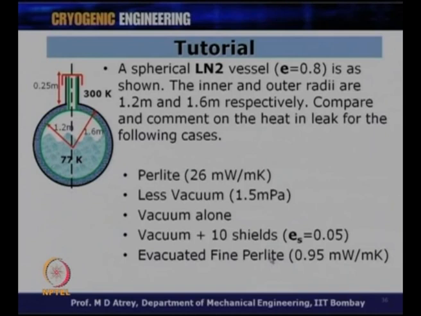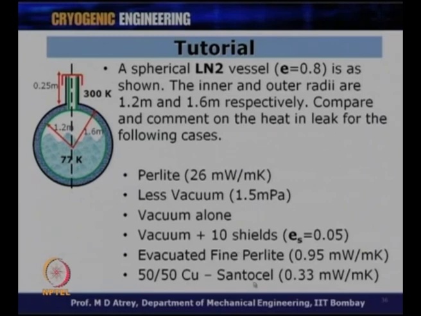Then we have evacuated fine perlite, which has an apparent thermal conductivity of 0.95 milliwatts per meter Kelvin, and copper Santocel 50/50, where the apparent thermal conductivity is 0.33 milliwatts per meter Kelvin. So, I would like to put these values over here, get the apparent thermal conductivity for different insulations, compare the heat that is being conducted or the heat loss that will occur using each insulation, and come out with a perfect insulation that one can recommend from this study.